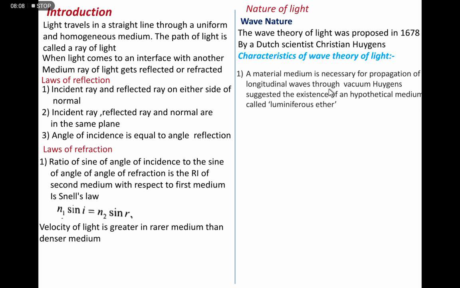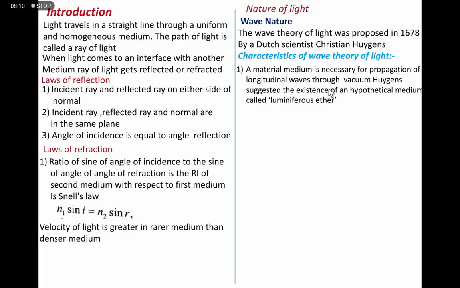Here are some characteristics of the wave theory of light. First characteristic is that a material medium is necessary for the propagation of the longitudinal wave through the vacuum. Huygens suggested the existence of a hypothetical medium called luminiferous ether.